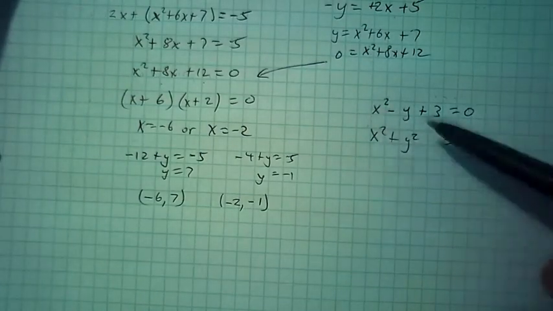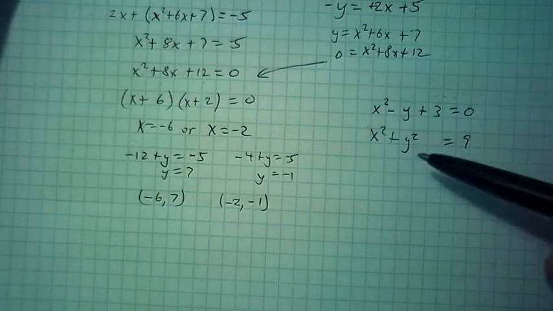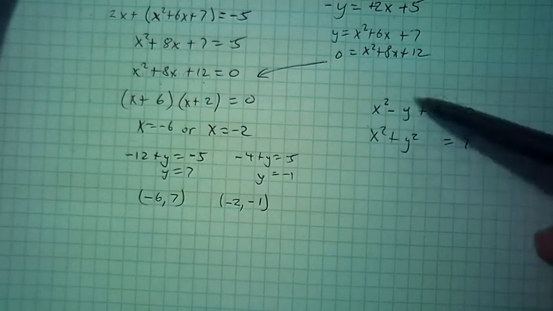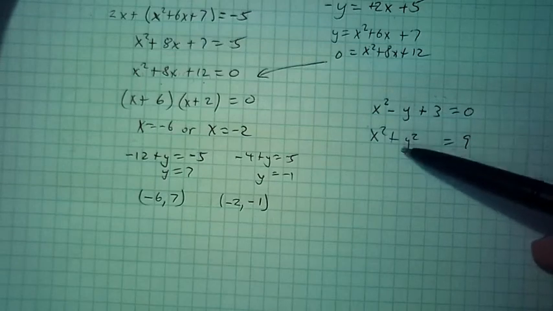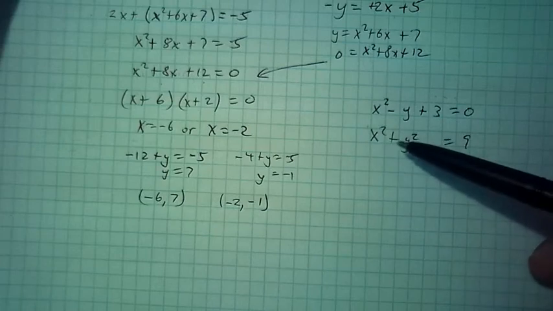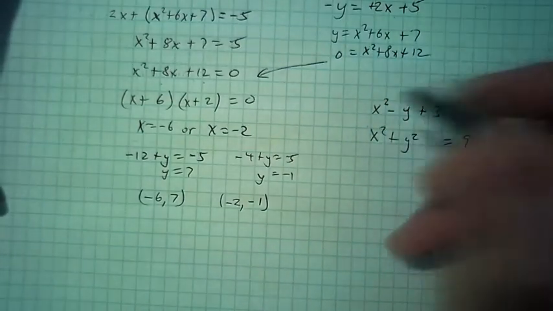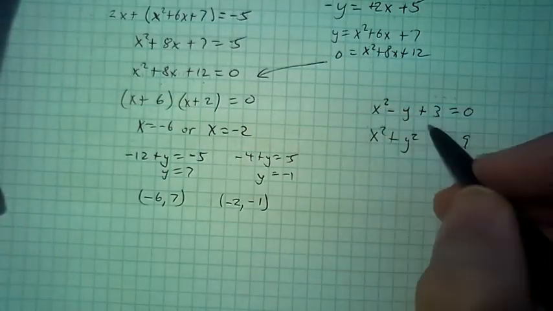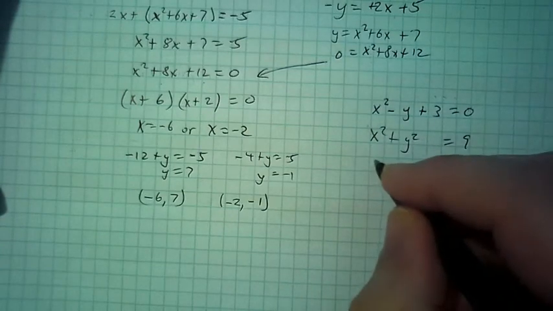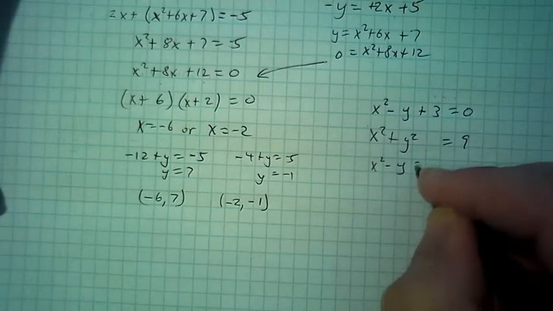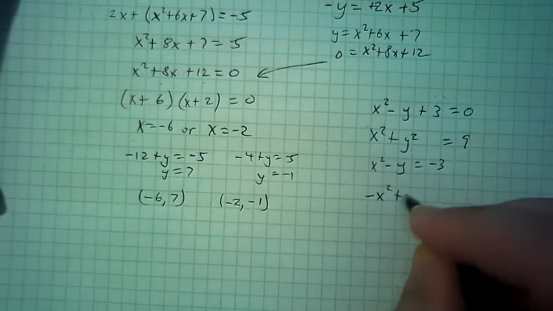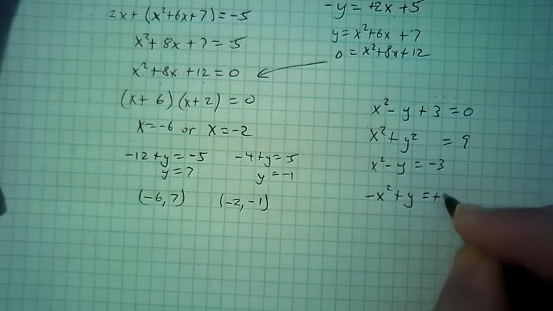The x squareds line up. This y and this y squared are not like terms. So it is not possible for me to cancel the y's by elimination. I need to focus on the x's because I can cancel the x squareds. So I'm going to change the signs here. I'll do it in 2 steps. So first I'm going to subtract the 3 to the other side, which gives me x squared minus y equals negative 3. Then I'm going to change the signs, so it's negative x squared plus y equals positive 3.